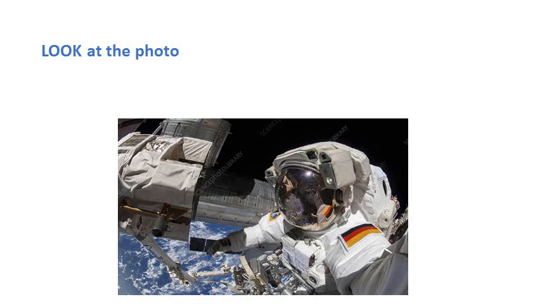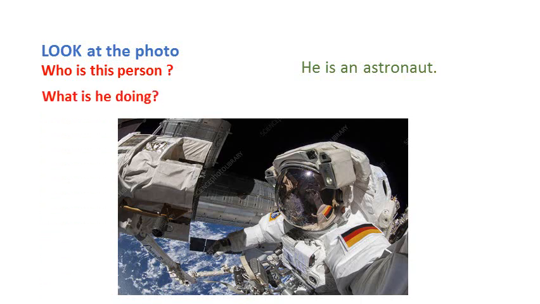So let's start here by looking at this picture. I need you to tell me, who is this person? I imagine one of you may have got the correct answer, and yes, this is an astronaut. So what do you think he's doing in space here? Yes, he is repairing some damage on a space station.